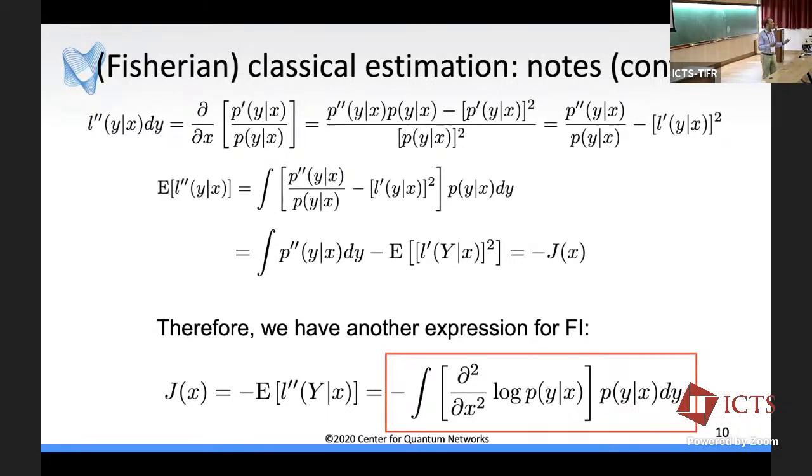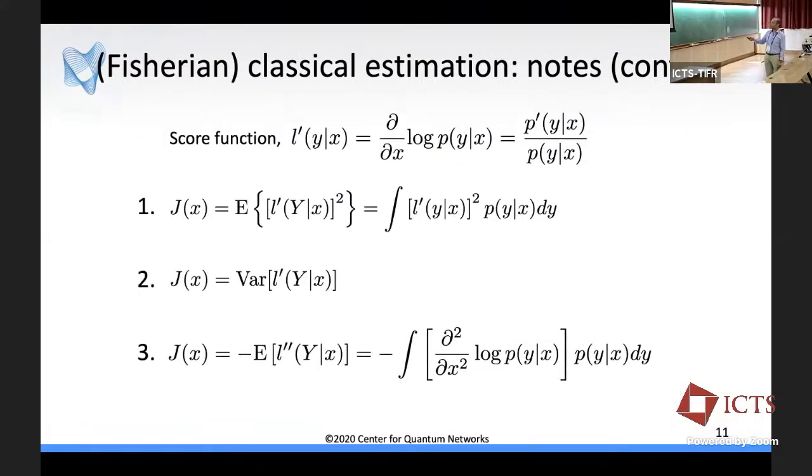And depending upon the problem context we are looking at, you can use the first, the second, or the third way. They're all the same thing. So this is just a summary. If I give you a P of Y given X and tell you to derive the Fisher information, you can either take the expectation of the square of the score function, take the variance of that L prime, or take the negative expectation of L double prime. All of them are the same thing.